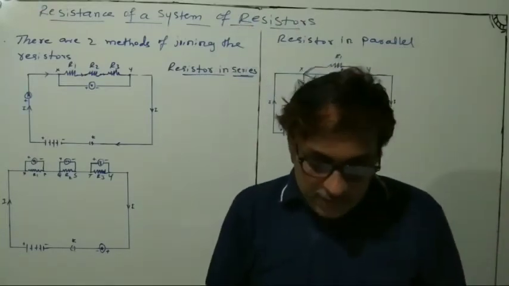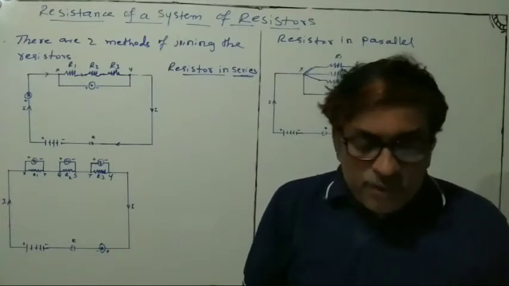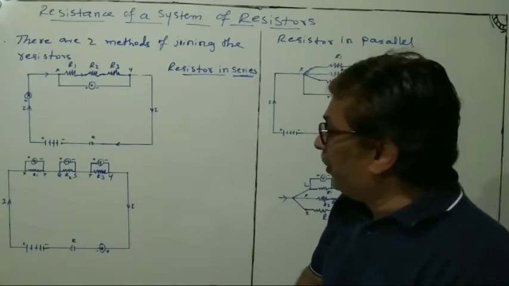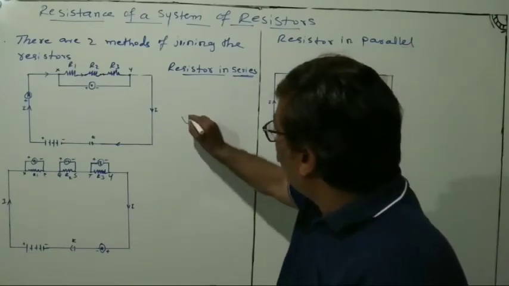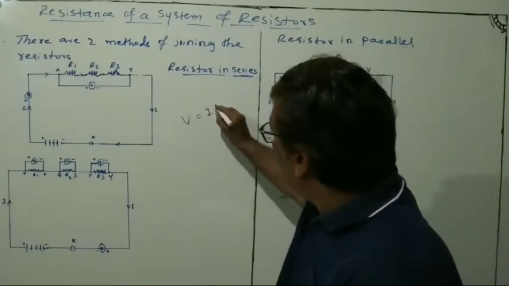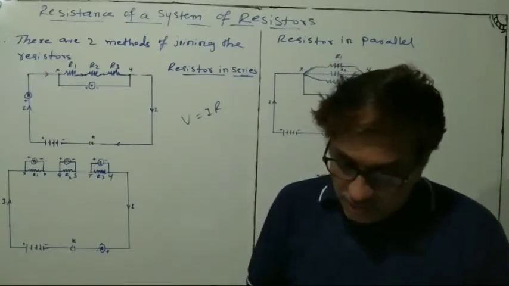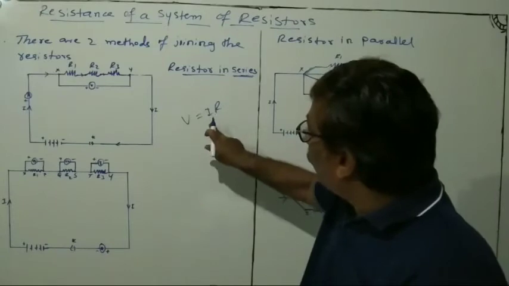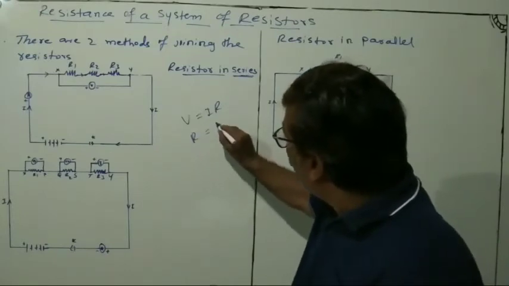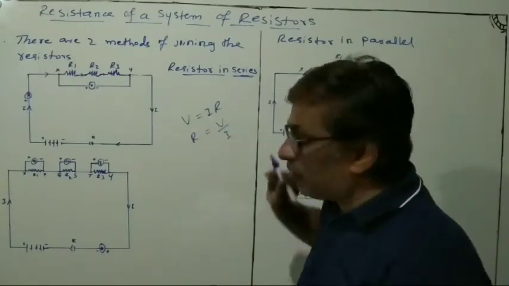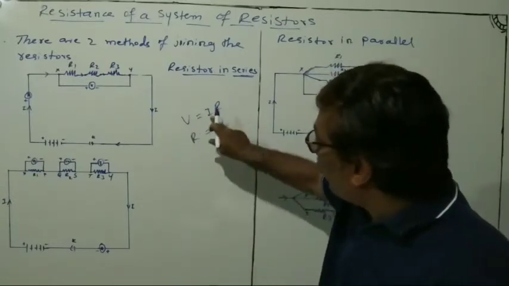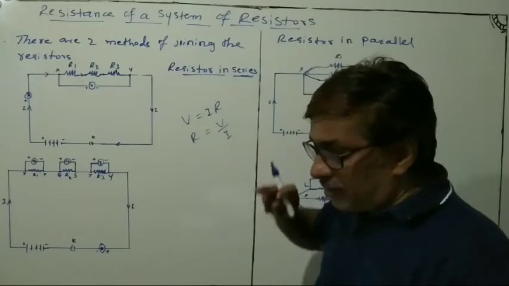So you know that V is equal to IR. We have already studied V is equal to IR, correct? And you also know that R is equal to what? R is equal to V upon I. See, V is equal to IR, so R is equal to V upon I.